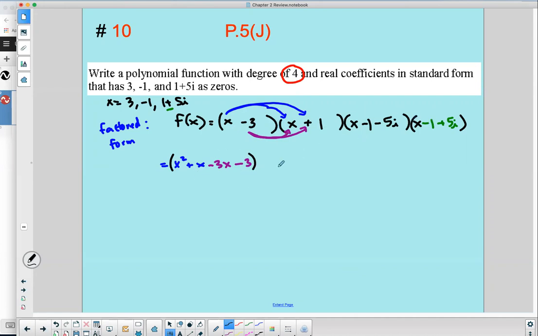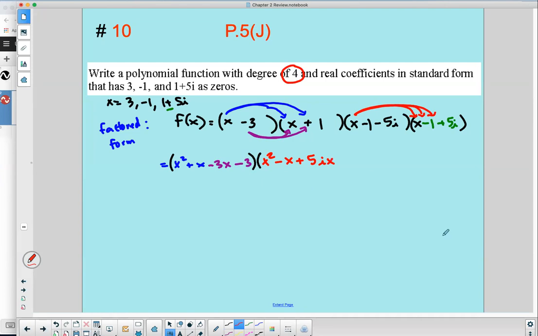Now we're going to multiply the back two, the imaginaries together. So let's see what we get. X times x, x squared. X times negative 1, minus x. X times positive 5i is going to be positive 5ix.